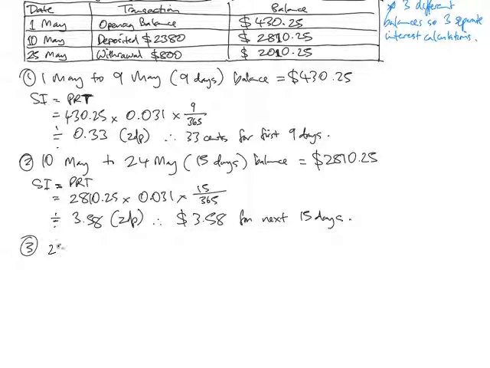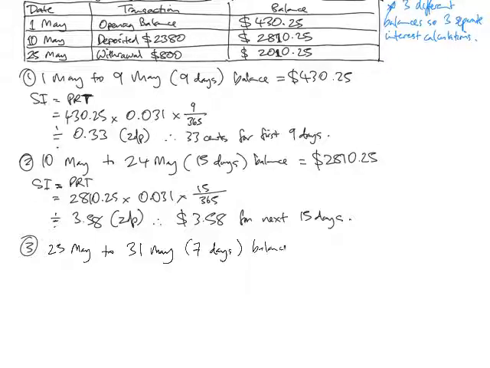So we're up to the last section, the last part of this month, which is the 25th of May to 31st May. And we need to work out how many days that is, inclusive, 25, 26, 27, 28, 29, 30, 31, that's 7 days.